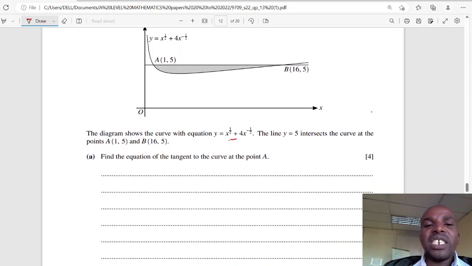Right, so what we need is the gradient. And at the point A, x is equal to 1. That's one item. So find dy dx, right?